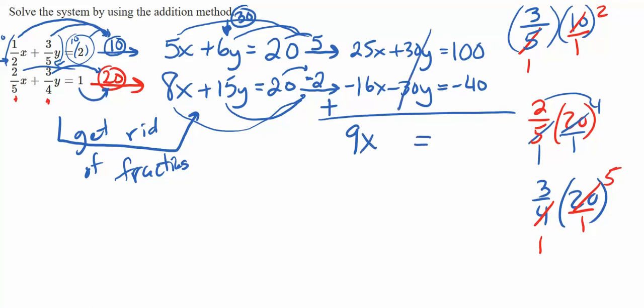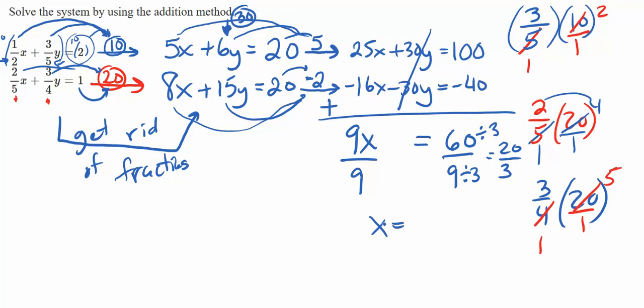And let's see what this comes up. 100 minus 40 is going to be 60. So then if we divide through by 9, let's see, I think 3 can go into both of those here. So let me just reduce it at least. Get me 20 over 3. So x gets me 20 over 3. Not fun, because now I have another fraction to plug in.